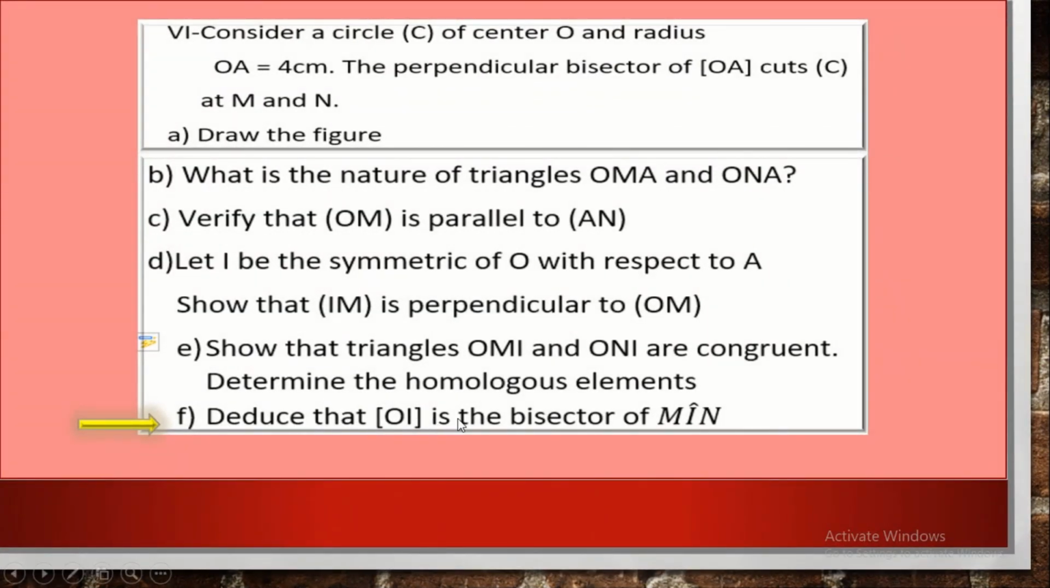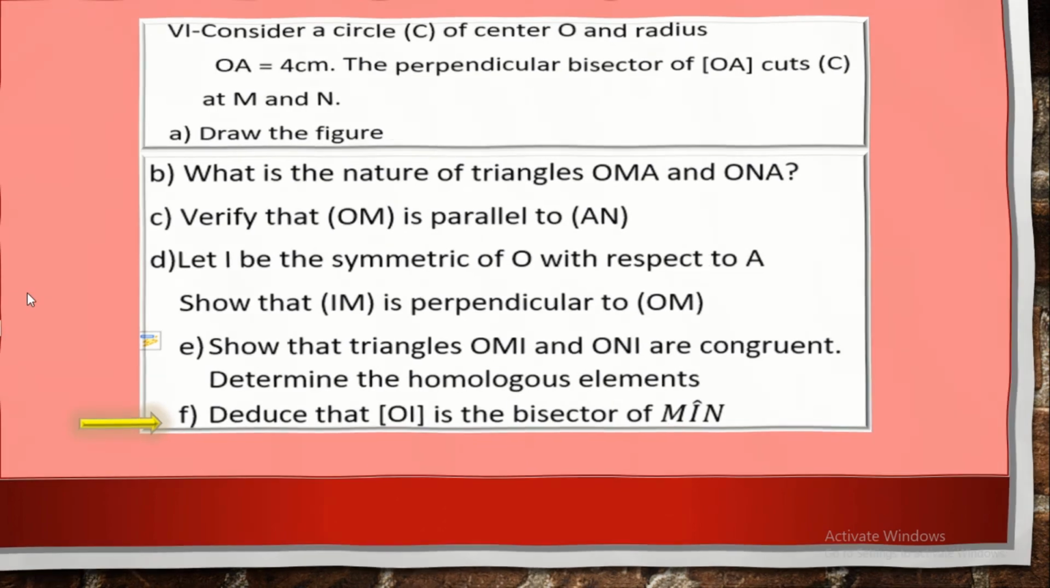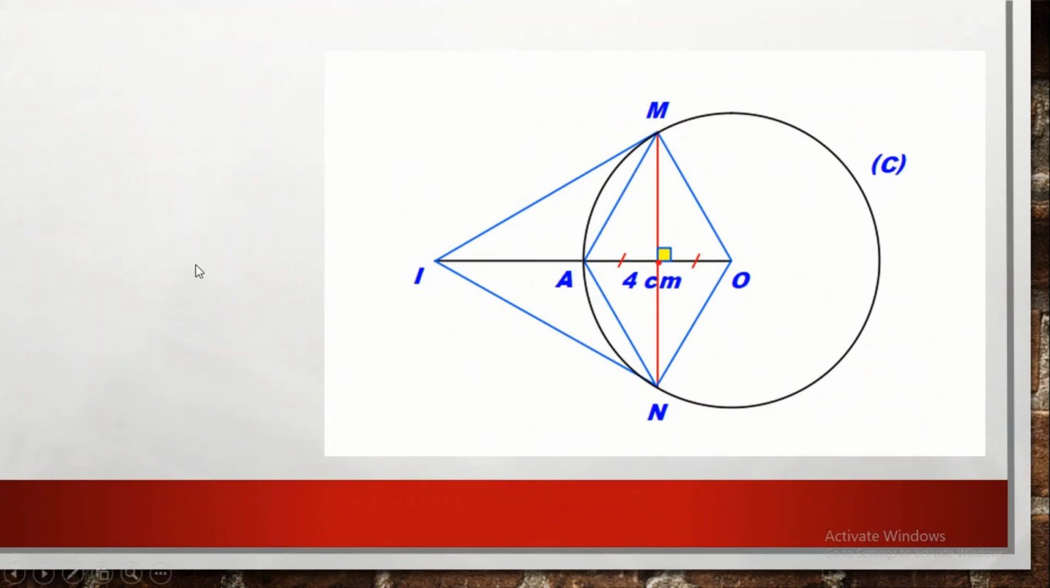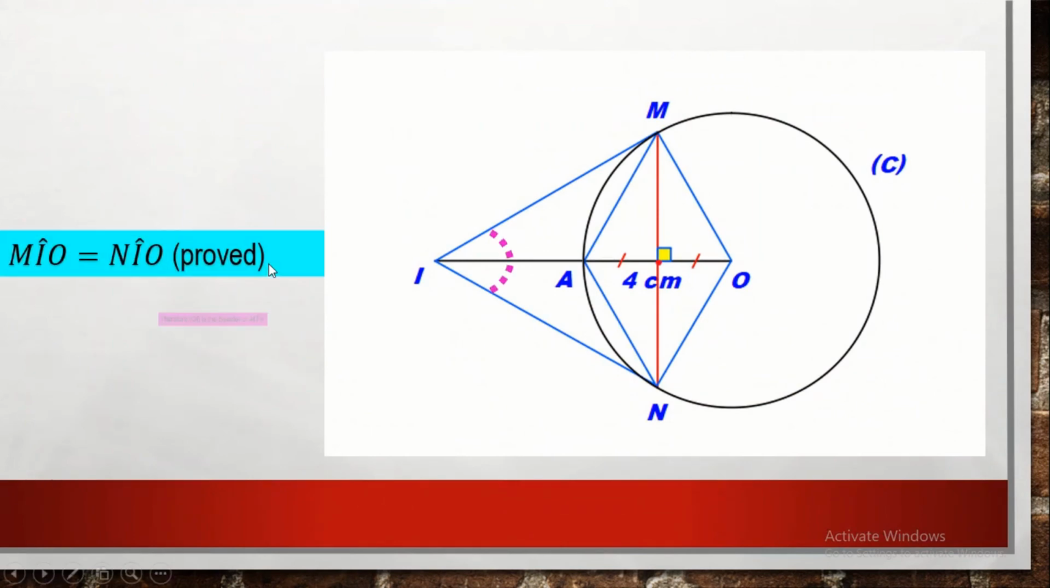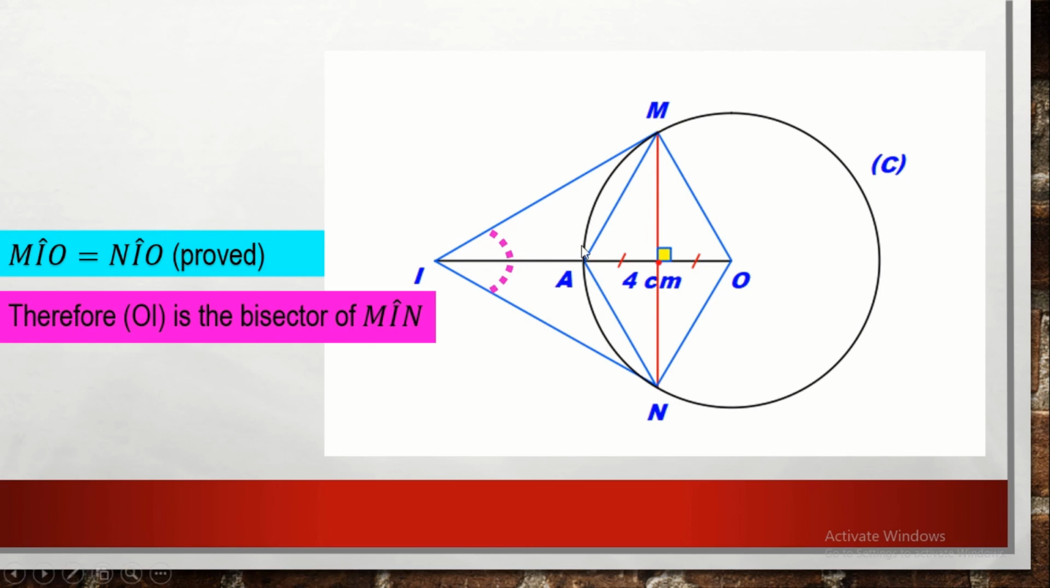Now deduce that OI is the bisector of the angle MIN. How to prove it? This is very important. To deduce, we should use the previous part. In the previous part, we have proved them as homologous angles. Therefore, we can say that since the 2 angles are equal, then IO is the bisector of this angle.